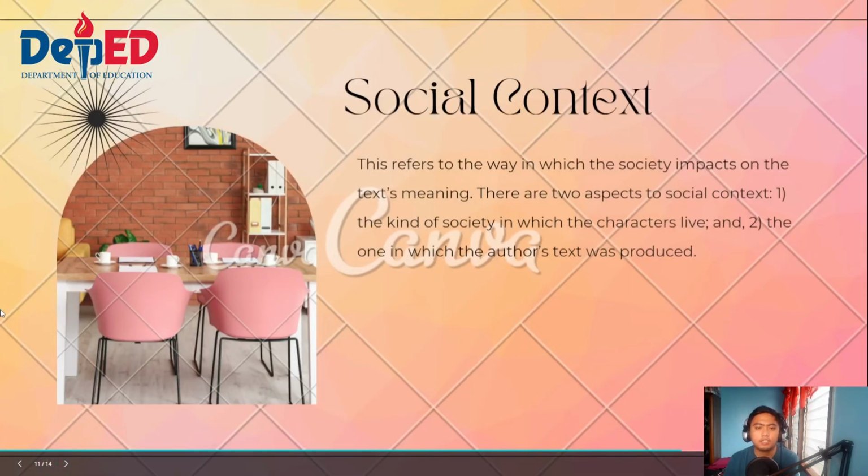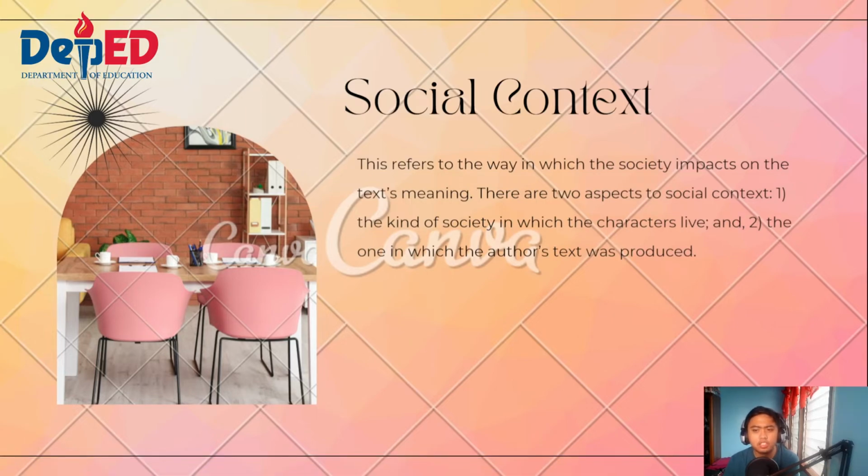Then social context. This refers to the way in which the society impacts on the text meaning. There are two aspects to social context. One, the kind of society in which the character lived, and two, the one in which the author's text was produced. So we need to look at two things here. First, what society does the author create for the character? So you understand first what is the social norm of the location of the character based on the literature.